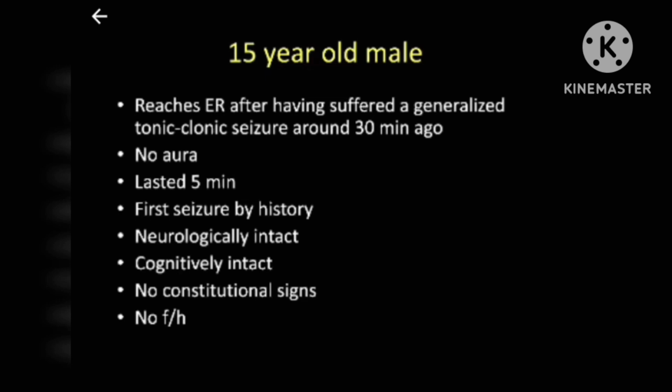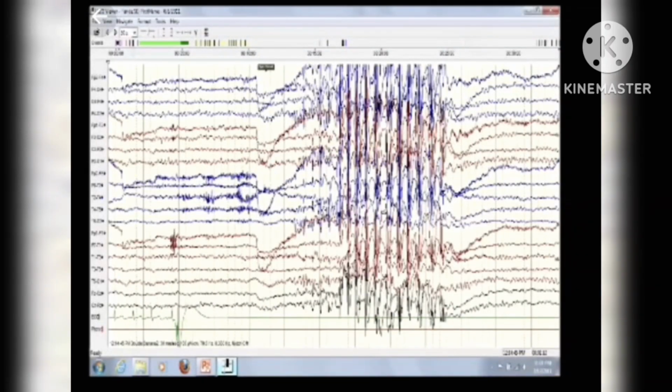First generalized seizure, the person is otherwise completely normal, no constitutional signs, no acute neurological illness going on, no metabolic or other things. Now, this is not epilepsy. This is a first seizure. But I do an EEG. And in the EEG, this same boy, 15-year-old, his EEG is abnormal. His EEG is showing generalized spikes.